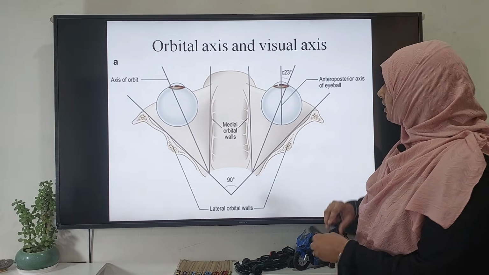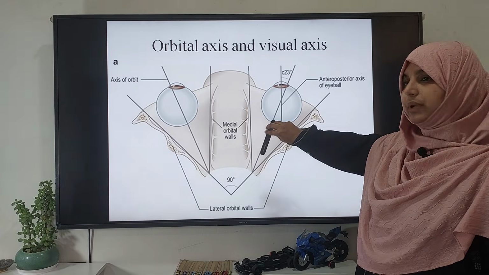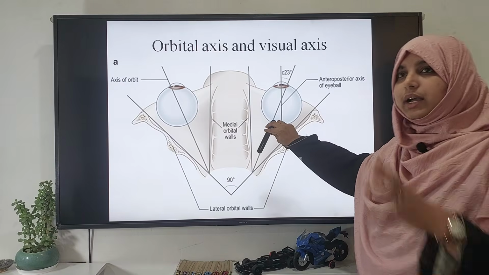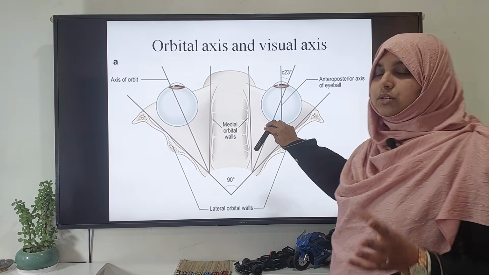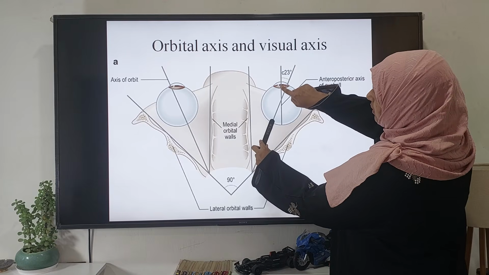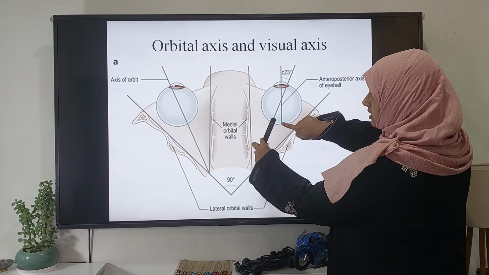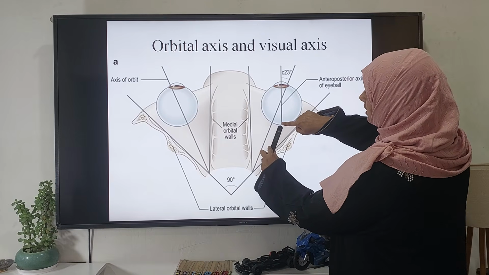And I would say, along this orbital axis only, we are going to have the attachment of the optic nerve. Now you might wonder, why is it oriented this way? Because light rays are going to enter the eyeball at the anterior pole and fall on the retina here, right? And the optic nerve is attached here. What if the optic nerve was attached here?